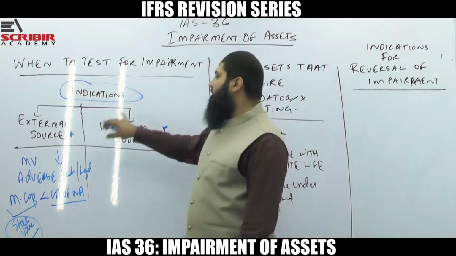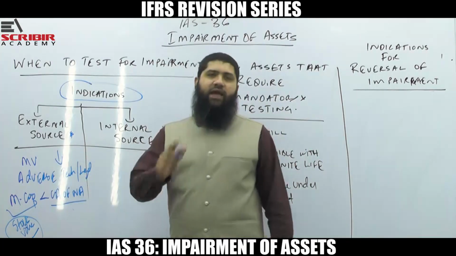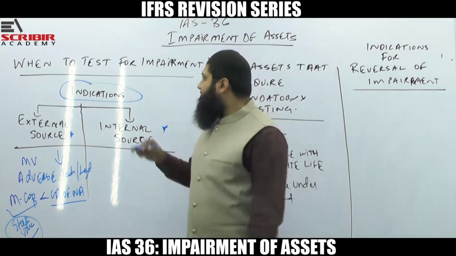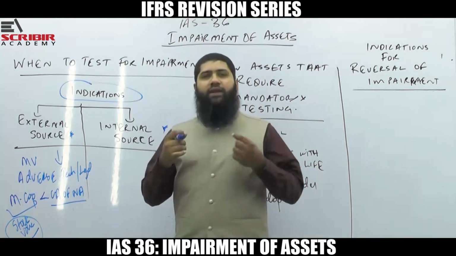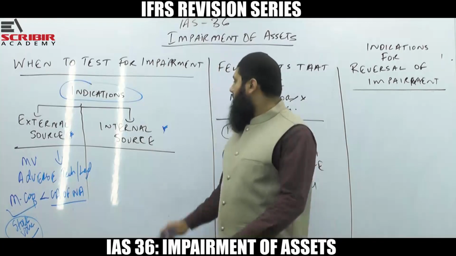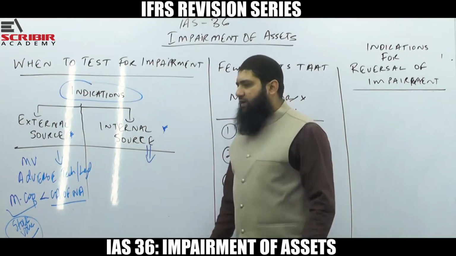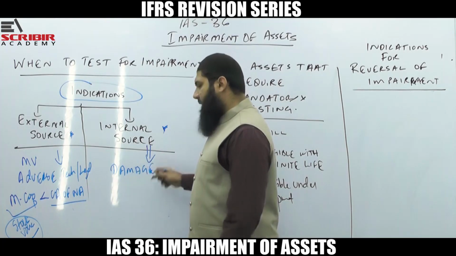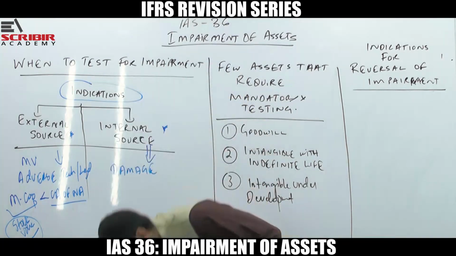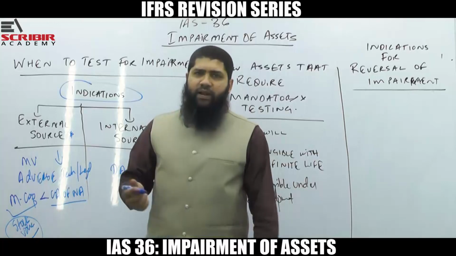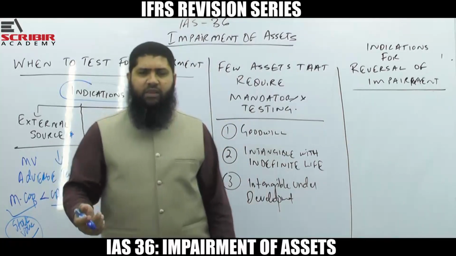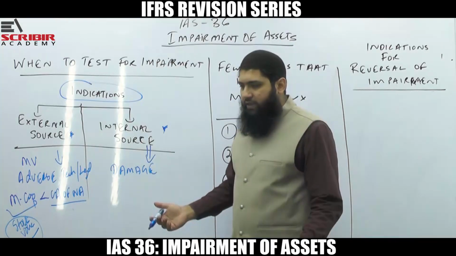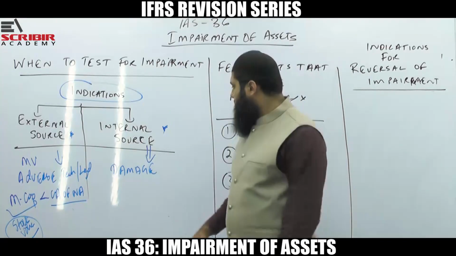So if any of the conditions exists, you would test the asset for impairment. What do you mean by testing the asset for impairment? Testing the asset for impairment means calculating its recoverable amount. What are the internal sources of indication? Maybe there is damage to an asset. At times within the organization, when the manufacturing process goes on, there could be damage or an accident internally that shows you that the asset is not worth as much as it was.